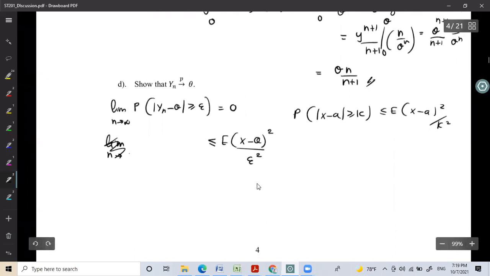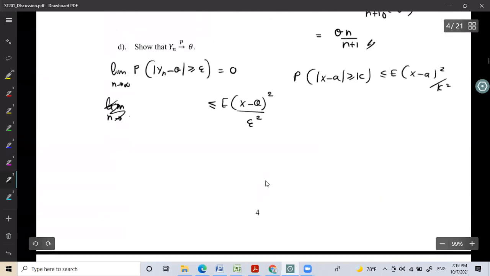Now this one you have to find again, right? So I'll guide you how to do it, but you can try it by yourself. You have to find the expectation of (Y minus theta) squared. Okay, how do you find it?